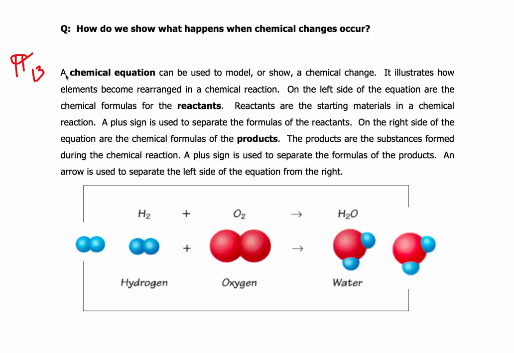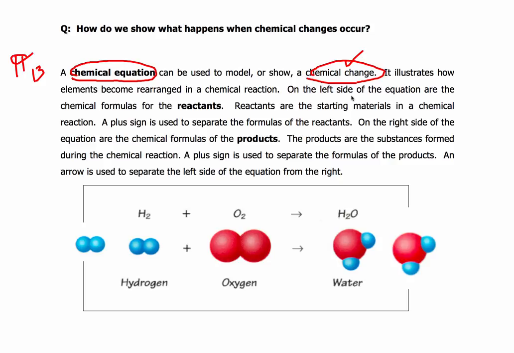So let's read. A chemical equation can be used to model or show a chemical change. And chemical change we've already talked about, but let's just go ahead and draw a circle around it. We can put a check mark on that. It illustrates how elements become rearranged in a chemical reaction.